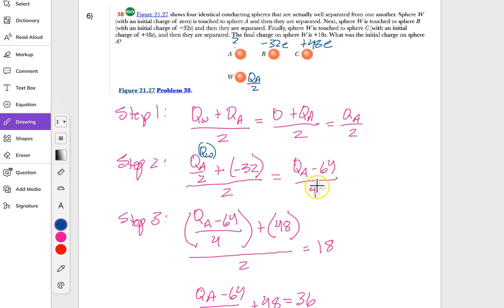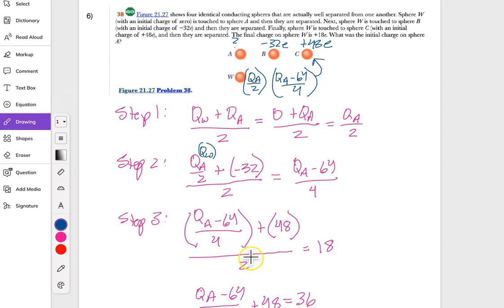At this point, we know that this is W's new charge after step 2. So now it's QA minus 64 over 4. After the second step, that is its new charge. Now for the third step, we're going to take this and touch it to this. So now we need to find out what the charge is after we do that. We're going to do QA minus 64 over 4 plus 48, and divide by 2.